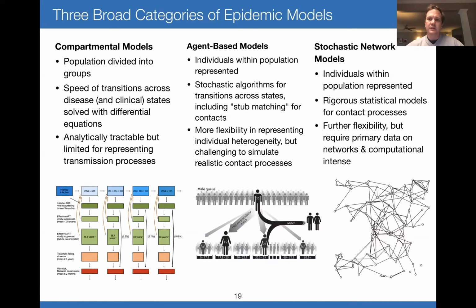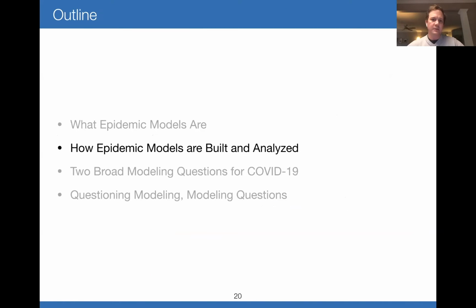This provides some more flexibility in representing the heterogeneity within the population, but it often is challenging to simulate realistic contact processes. And finally, a class that I would call stochastic network models, and this is the area that I do a lot of work in, in the field of HIV and other sexually transmitted infections, also represents individuals within the computer models and has a rigorous statistical model background to represent the contact process. This provides some more flexibility and rigor, but also requires some primary data on the network structure that might not be available, and also some extra computational resources. So that's what epidemic models are.